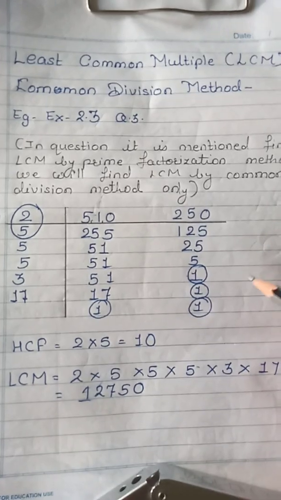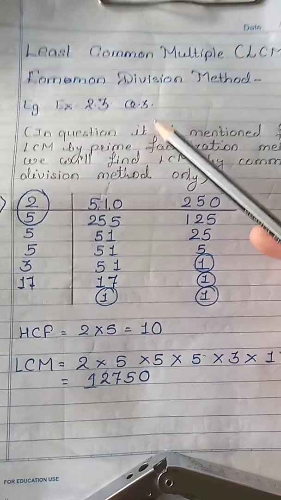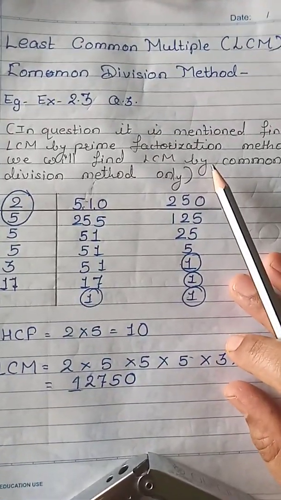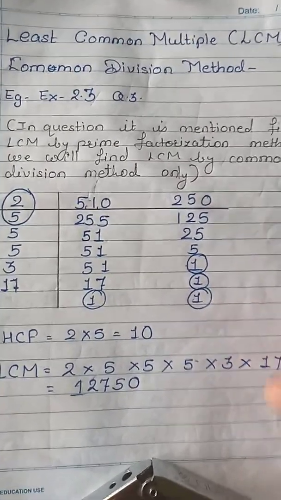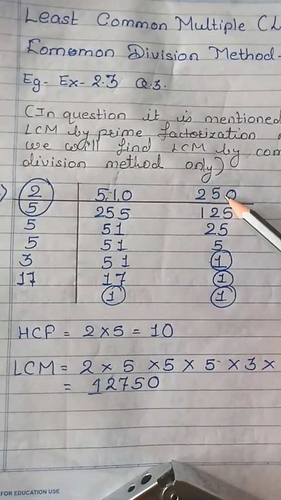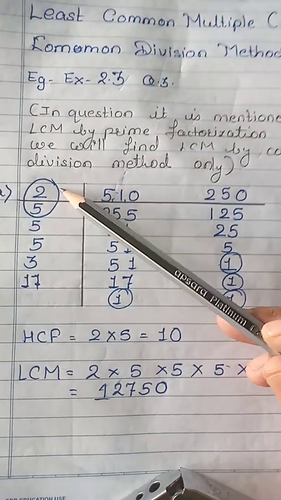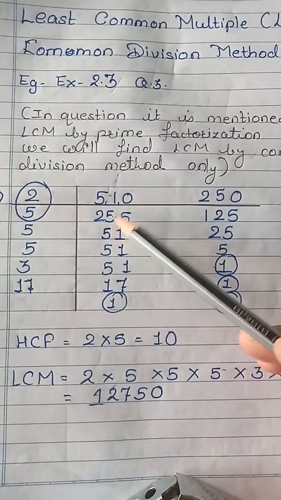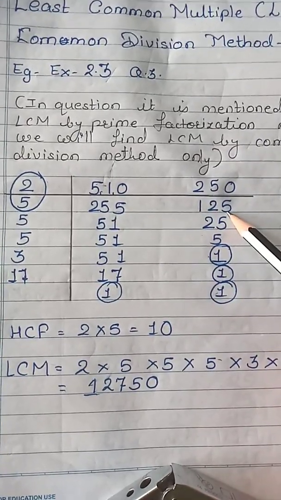Here I have considered one example from your exercise number 2.3, question number 3. In this also they have mentioned to find the LCM by the prime factorization method, but we will find it by the common division method only. The two numbers are 510 and 250. As these two numbers are even numbers, I will start dividing by the first and lowest prime number, that is 2. After dividing these two numbers by 2, I got 255 and 125.